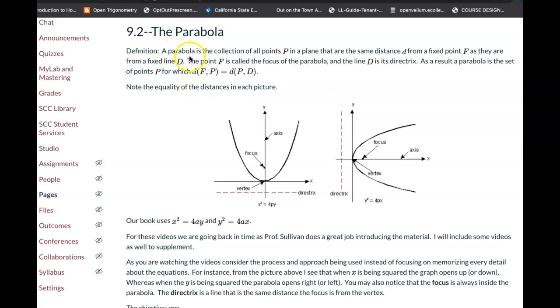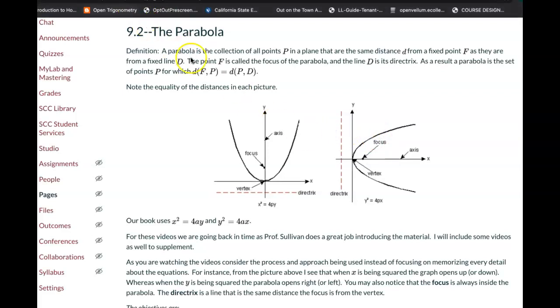So a parabola is the collection of all points P in a plane that are the same distance d from a fixed point F as they are from a fixed line D. The point F is called the focus of the parabola, and the line D is its directrix. As a result, the parabola is the set of points P for which the distance from the focus to the point is the same as the distance from the point to the directrix.